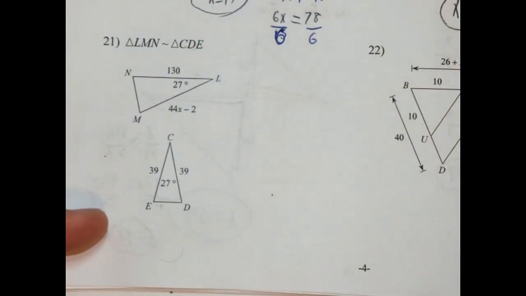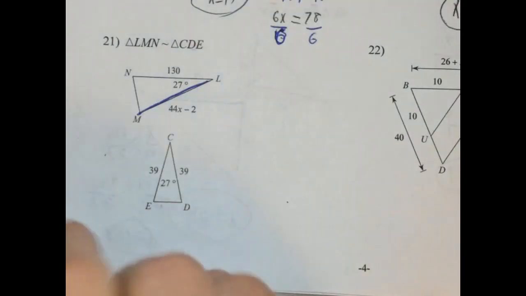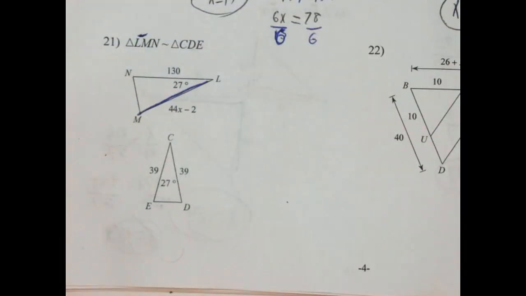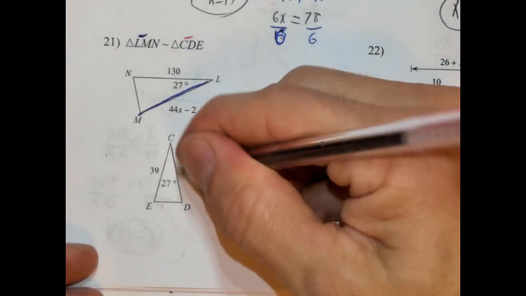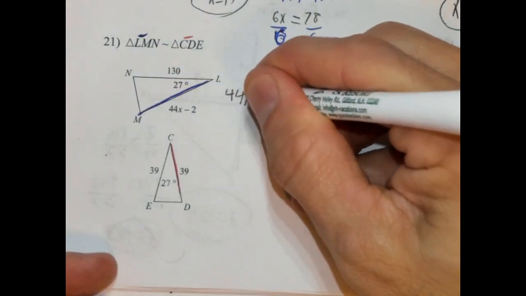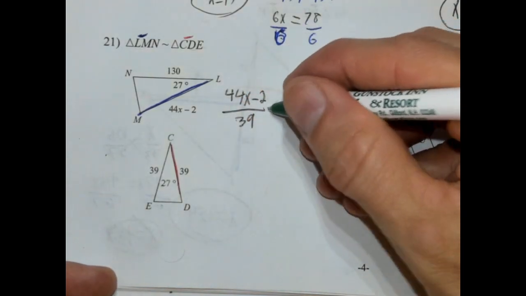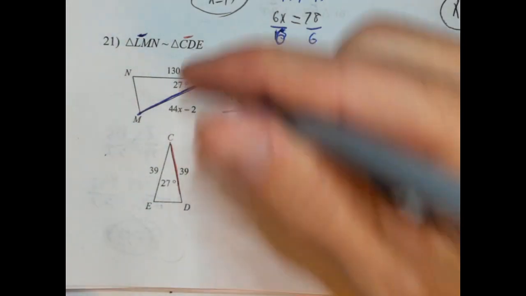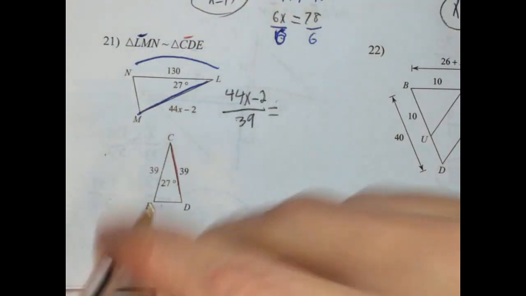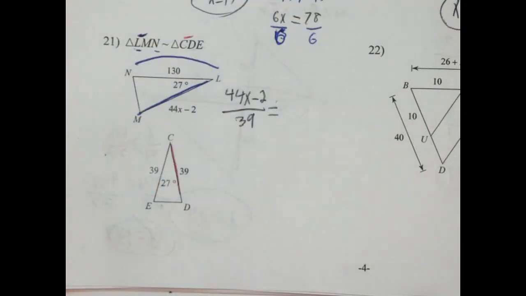Alright, so, let's see. Our X value is LM. LM is here. So LM is the first and last. That means the first and last of the other triangle are CD, right there. So CD is here. So 44x minus 2 over 39 equals, let's see, 130, which is NL, which is the first and last. And CE is the first and last here.